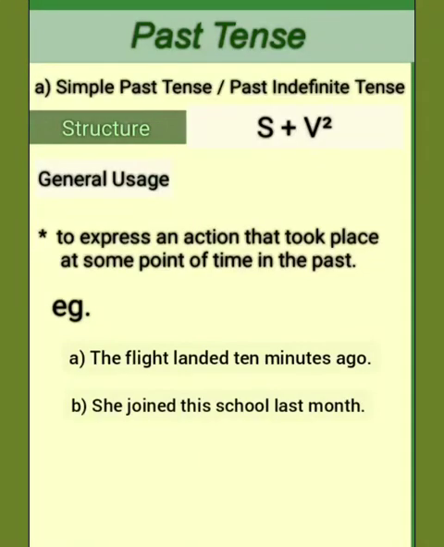And the first form is simple past tense or past indefinite, and the structure is subject plus verb second form. It is used to express an action that took place at some point of time in the past. For example, the flight landed 10 minutes ago. Example number 2, she joined the school last month.